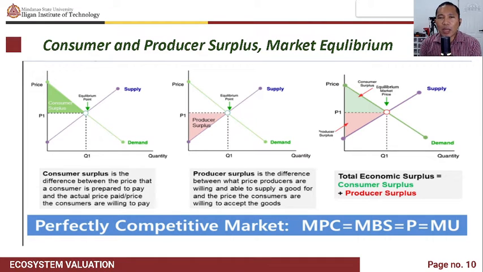And if we look at the total economic surplus, we basically add the consumer surplus, the one in green, and the producer surplus, the one in pink. And this will reach an equilibrium market price. In a perfectly competitive market, there are conditions for us to say that the market is competitive. We have the marginal private cost equal to the marginal benefits to society. That is also equal to the price and, of course, equal to the marginal utility. Utility simply means satisfaction in economics.